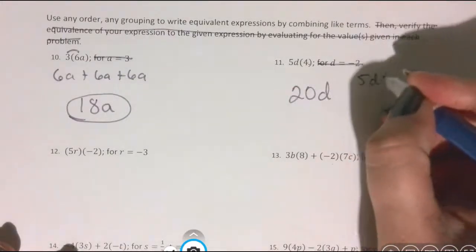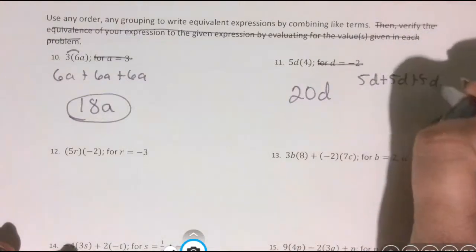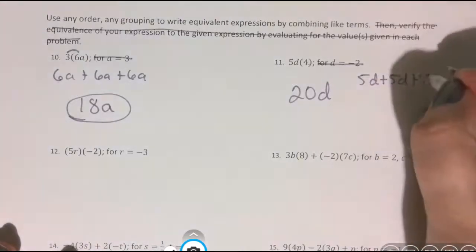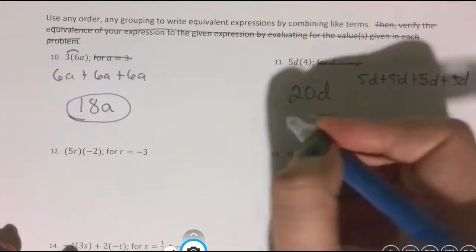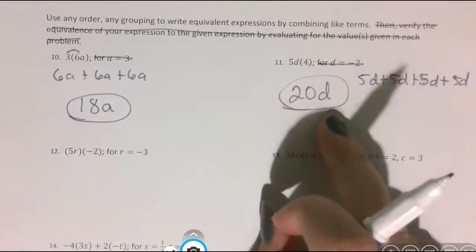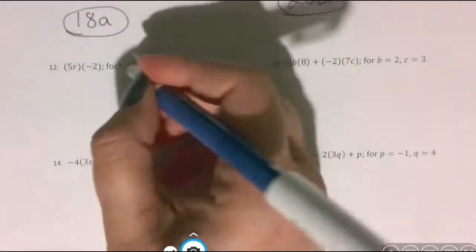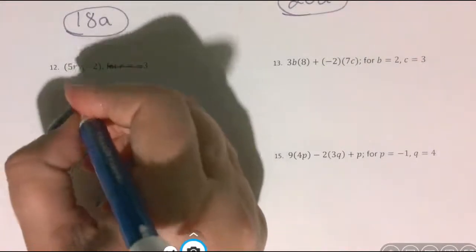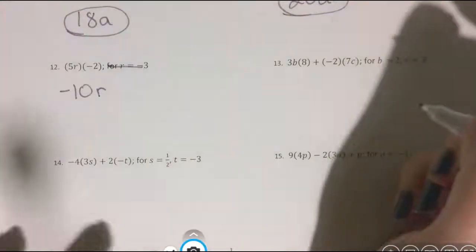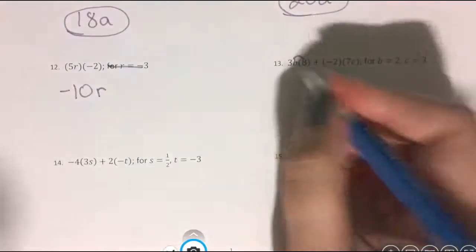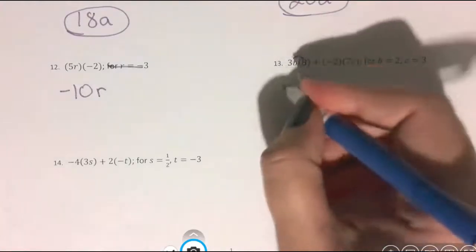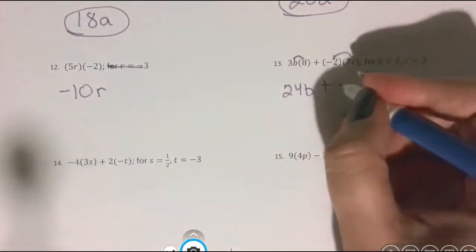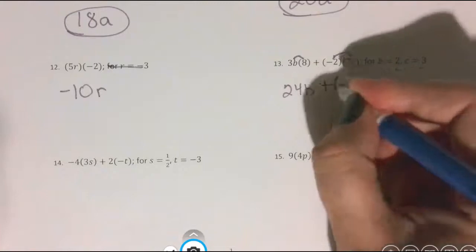So expanded form, 4 groups of 5D. Okay, this is standard form. Expanded, standard. We're not verifying, we're just working this out. Okay, 5 times negative 2 is negative 10 R's. Okay, and we've got some multiplying. 8 groups of 3B. 3 times 8 is 24B. Plus negative 2 times 7 is negative 14C.